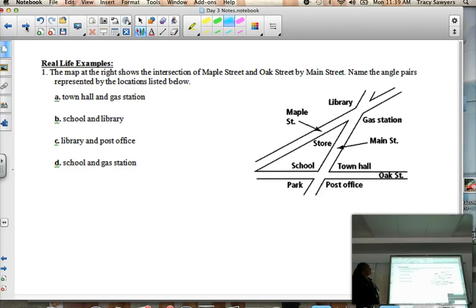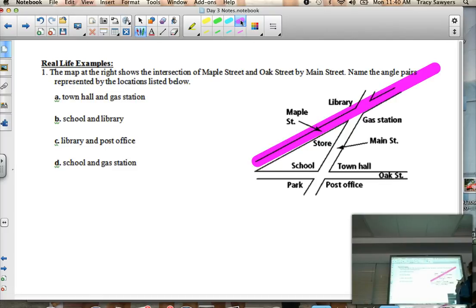So the map at the right shows the intersection of Maple Street and Oak Street by Main Street. Now what I want you to do is take a moment and look at this diagram and imagine for yourselves that we have Maple Street, which is this line, and then we have Oak Street, which is this line, and then we have one that hits both of them, Main Street. So, Main Street is going to be called what? Transversal. Thank you.